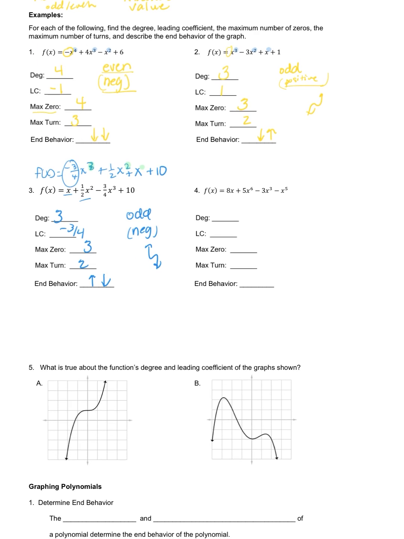I'll pause the video and come back. Okay, so you should have this as your answer. I wrote it in descending order: 6, 5, 3, and then 1. So I got my degree to be 6. My leading coefficient is 5, just looking at this. Max zeros, I look at the degree, I get 6. Max turns is 6 minus 1, which is 5. And then my end behavior, because it's positive, is up, up.